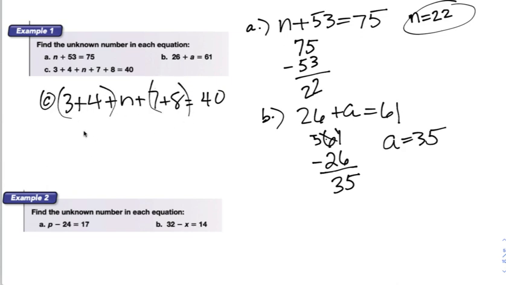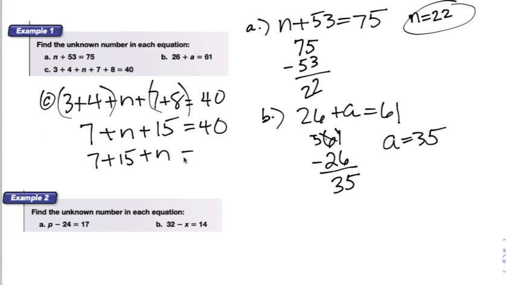So if I add 3 plus 4 and then add the rest of this stuff, it'll still be equivalent. So this is the same as 7 plus n plus 15. I can also add that 7 and 8 together. And if I can do that, I can move stuff around by our commutative property. And when I add that 7 and 15, I end up with 22 plus n is equal to 40.